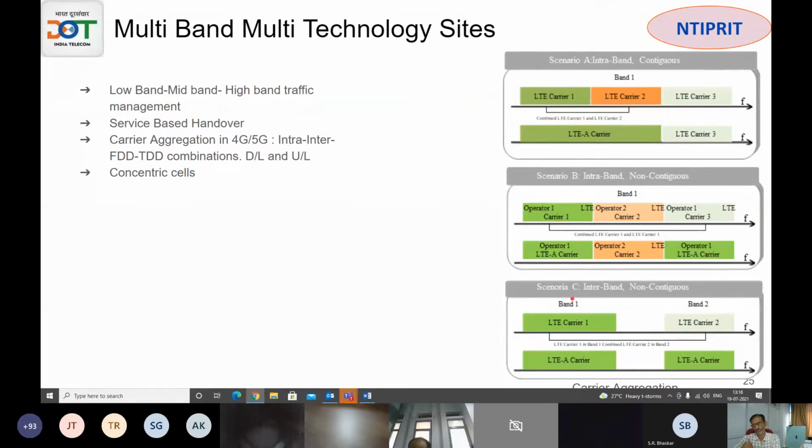Of course, India is a spectrum scarce country. Now it's improving with the arrival of high band spectrum and fewer operators. So things will become much better. But handling this multiple spectrum itself is a challenge.